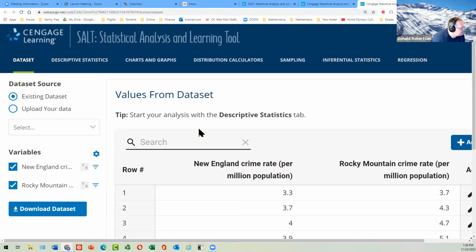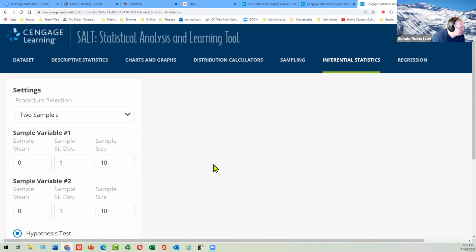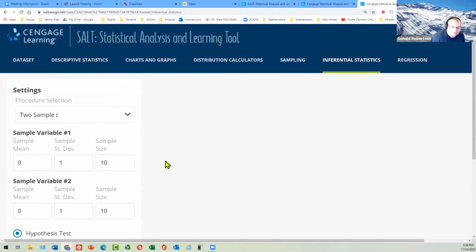Going to go here, and I'm going to go to inferential statistics. I'm going to do 2 samples, and you can bear with me just for a little while. I'll write down all the numbers that we needed to use. Well, the first place had a mean of 3.49, the standard deviation of 0.8157, and a sample size of 10.